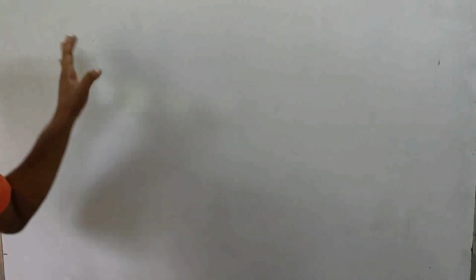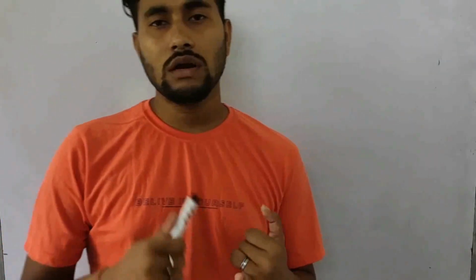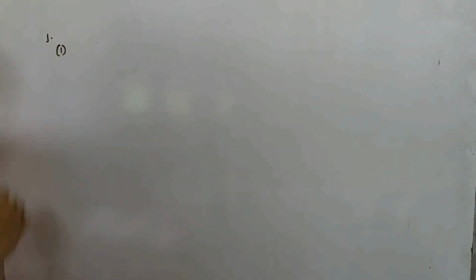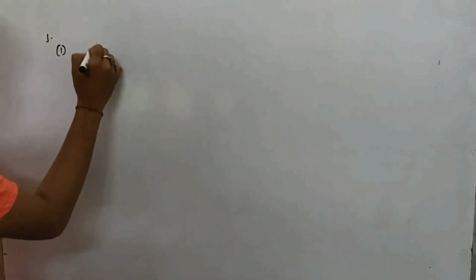Form a quadratic equation with the following roots. So roots are given. You have to form the quadratic equation. I have given the formula to find the quadratic equation: x square minus sum of the roots x plus product of the roots equal to 0. So that one will apply. Question number 1. The roots are minus 5 and 7.